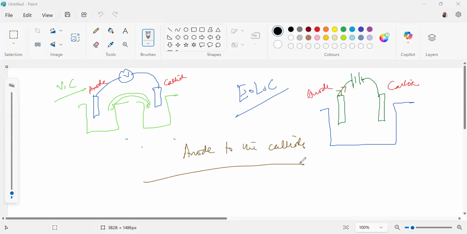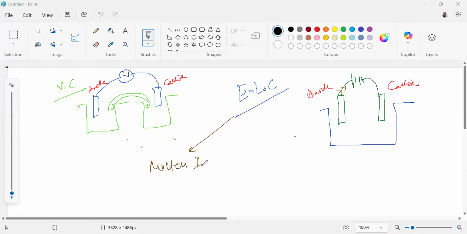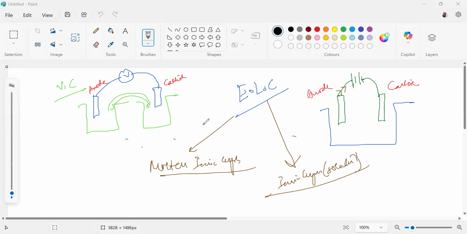Now, when we talk about the electrolytic cell, we have got two important things to be handled. First, you can take a molten ionic compound. Second, you can take an ionic compound solution. It can be two types: molten ionic compound and aqueous ionic compound.